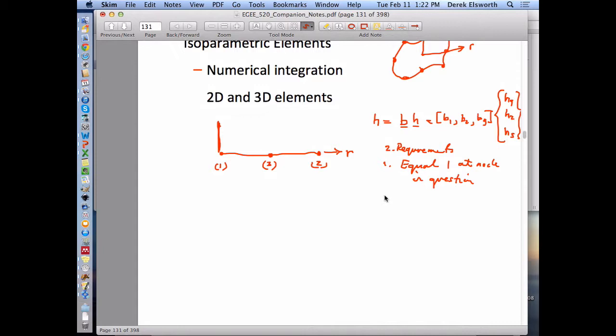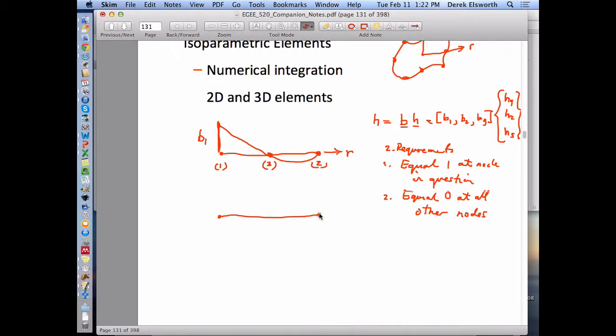The other requirement is it also has to equal 0 at all other nodes. Not everywhere else, but all other nodes. So in this case, if this is B1, it has to equal 1 here, and 0 here, and 0 here. And the only way it can do that is it needs to come down through here, needs to go negative, and back up here. So we could imagine that the shape functions are physically going to look like that. Rather than complicate matters, I'll draw the other shape functions below.